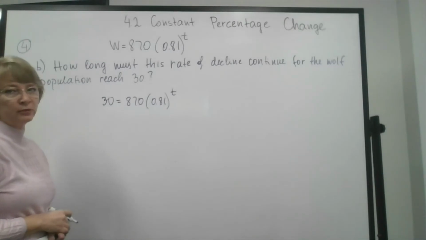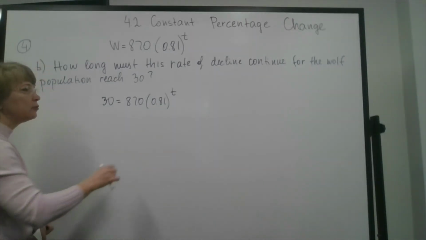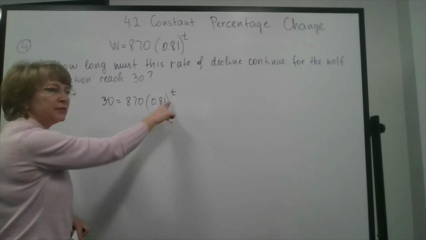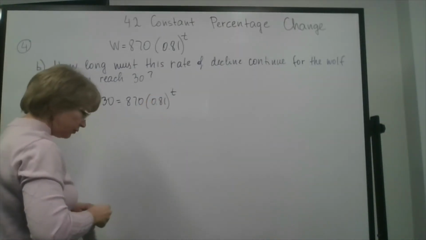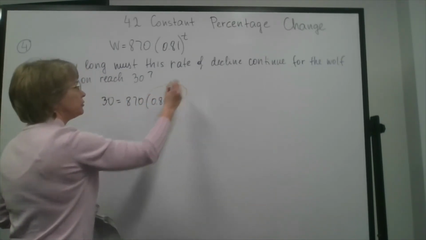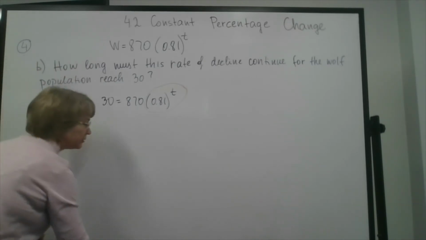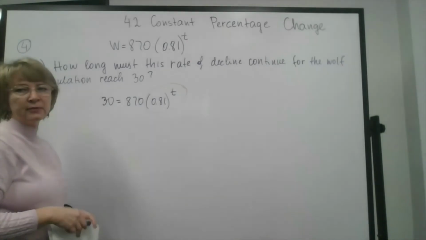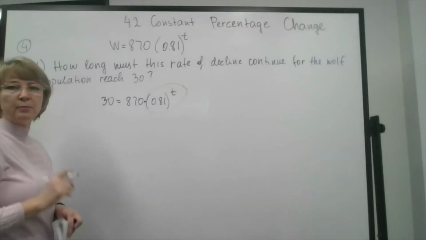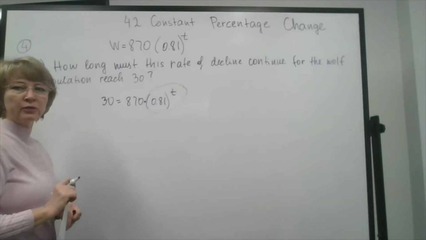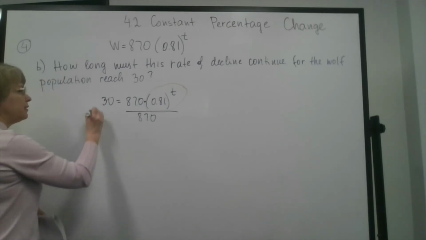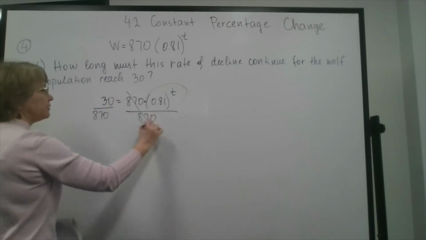We have to solve this equation. This is an exponential equation because our variable t is an exponent. And to solve this equation, you have to have the base to the exponent on one side. It's always a good idea to make everything visual. This part has to stay on one side. This number 870 has to go away. You always have to look for the operation here. It's multiplication. The opposite of multiplication is division. So you have to divide both sides by 870.